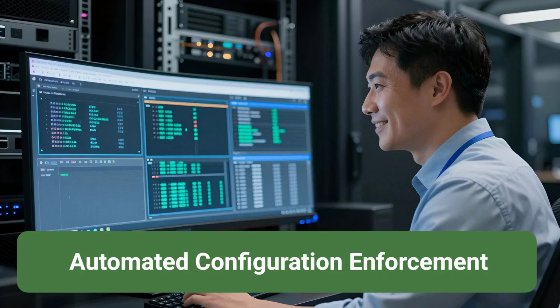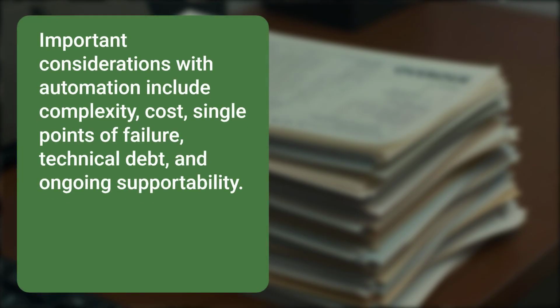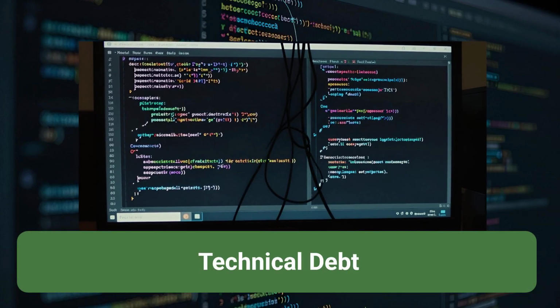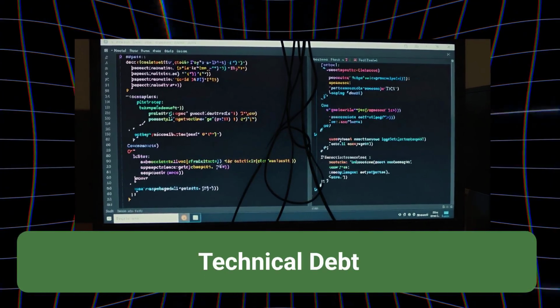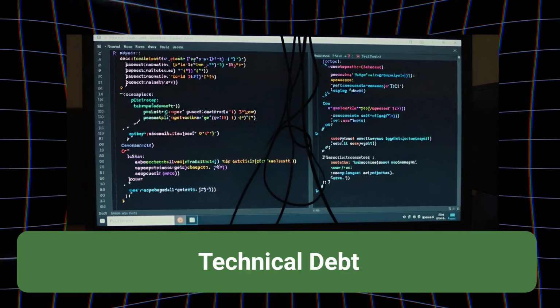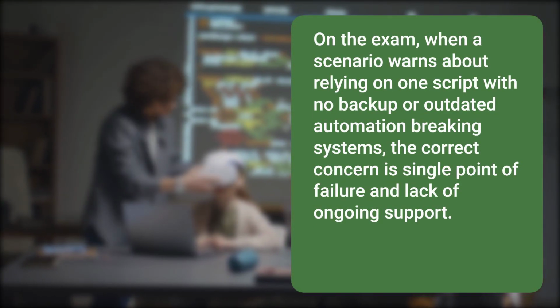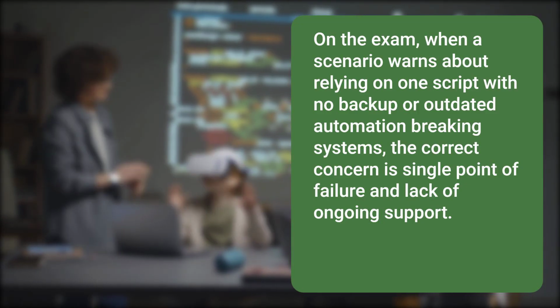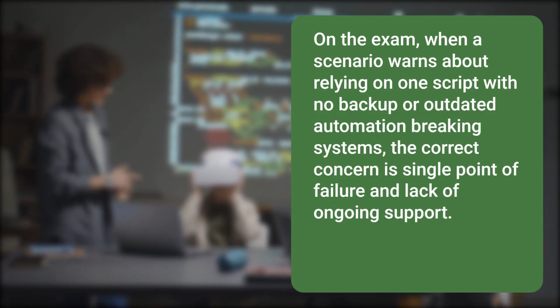enforcement of baselines. There are important considerations with automation, including complexity, cost, single points of failure, technical debt, and ongoing supportability. Overly complex scripts are hard to maintain, automation can fail if there is no redundancy, poor documentation creates technical debt, and scripts must be updated as systems change. On the exam, when a scenario warns about relying on one script with no backup or outdated automation breaking systems, the correct concern is single point of failure and lack of ongoing support.